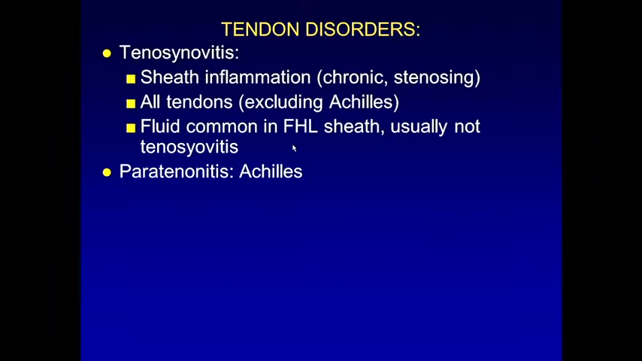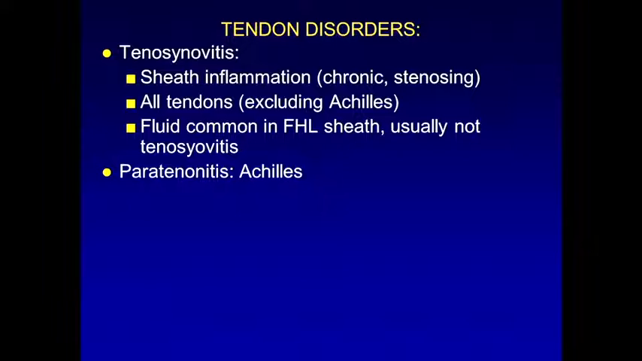So when we look at tendon disorders, I mentioned tenosynovitis. Tenosynovitis is inflammation of the tendon sheath. We usually see fluid within the tendon sheath. If it's a stenosing tenosynovitis, you may see what looks like obliteration of the fat and scarring. This happens to all the tendons, excluding the Achilles tendon, because the Achilles tendon does not have a tendon sheath. It has paratenon, so the Achilles has paratenonitis rather than tenosynovitis.